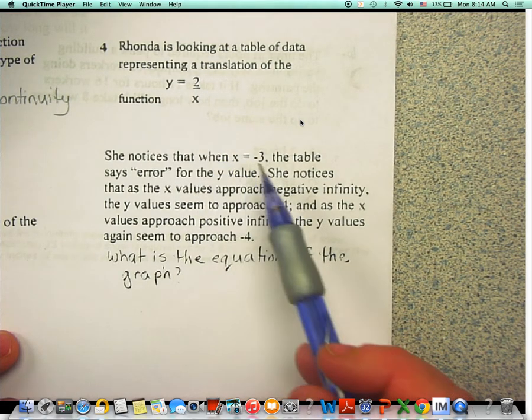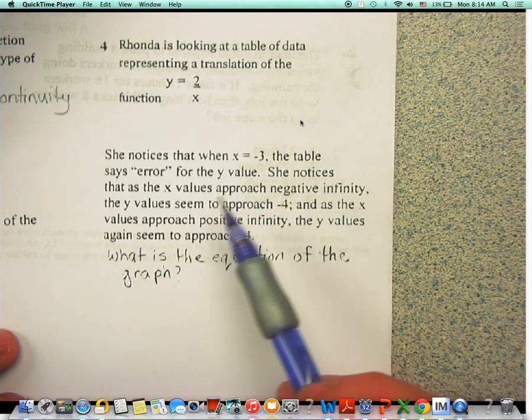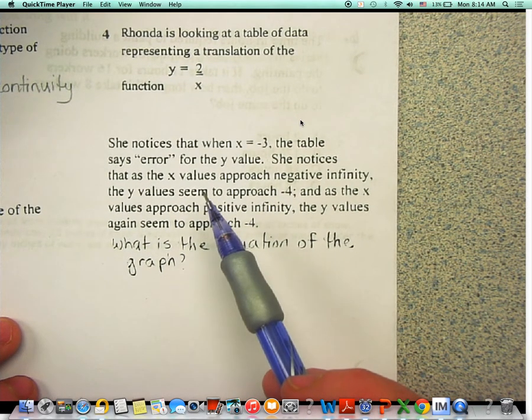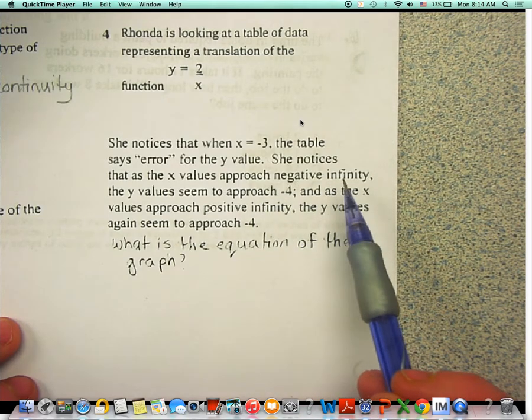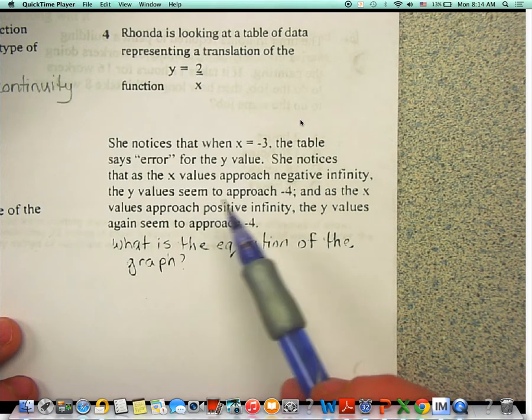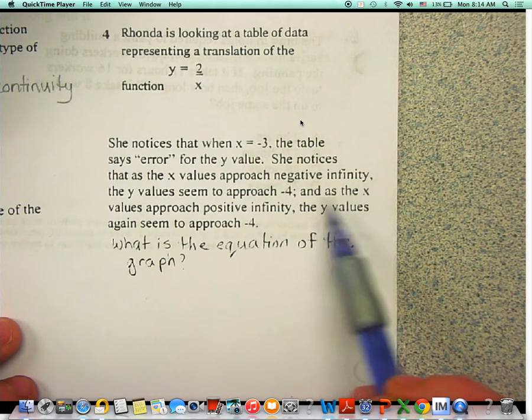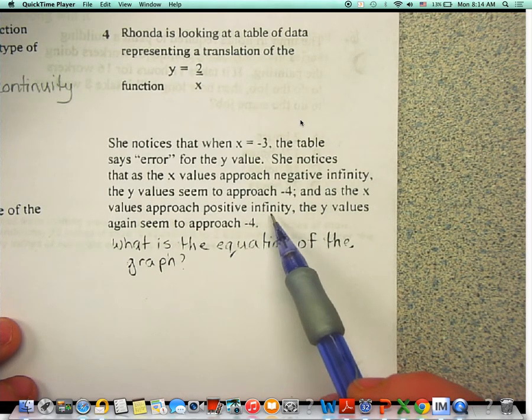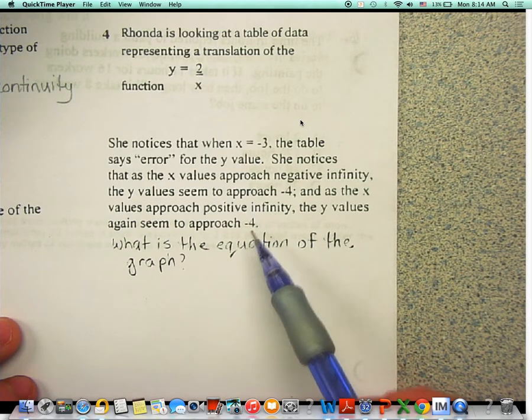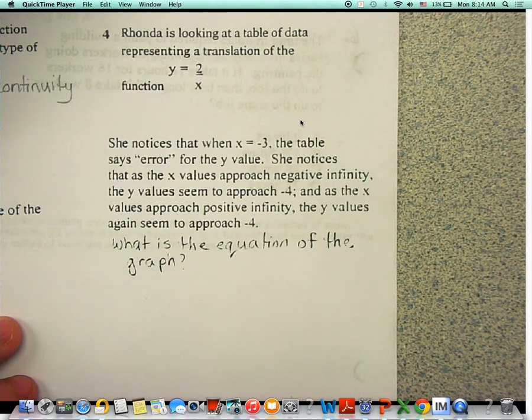Maybe that's an asymptote, okay? She notices that as the x values approach negative infinity, they get really, really small. The y values seem to approach negative 4. And as the x values approach positive infinity, get really, really large, the y values seem to approach negative 4. Then you have to write the equation.